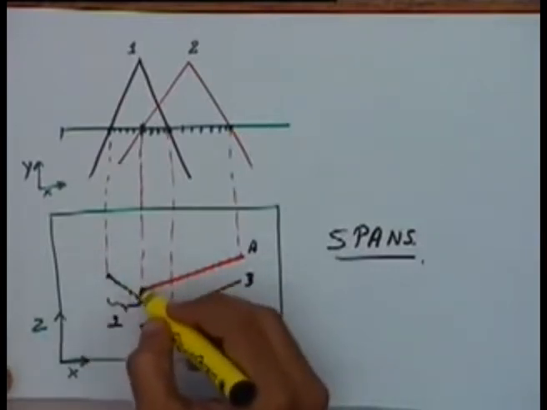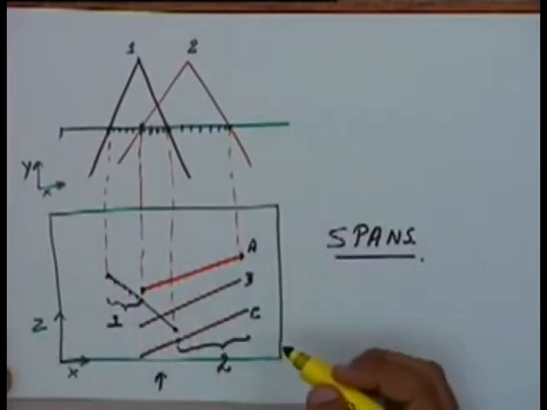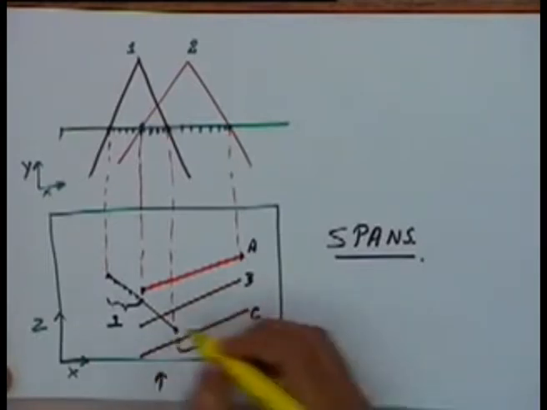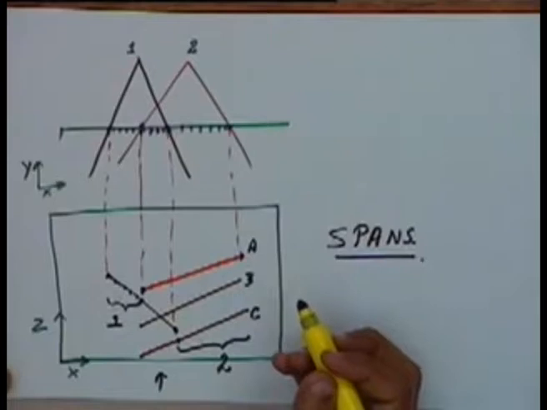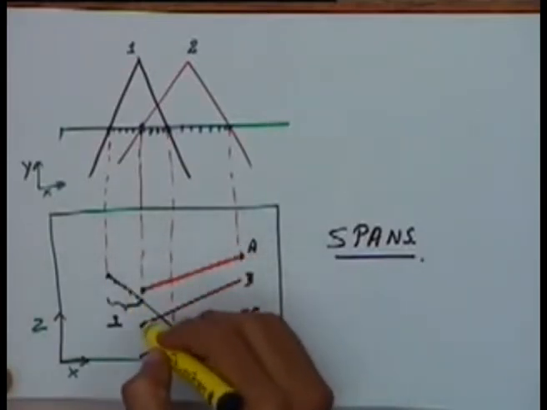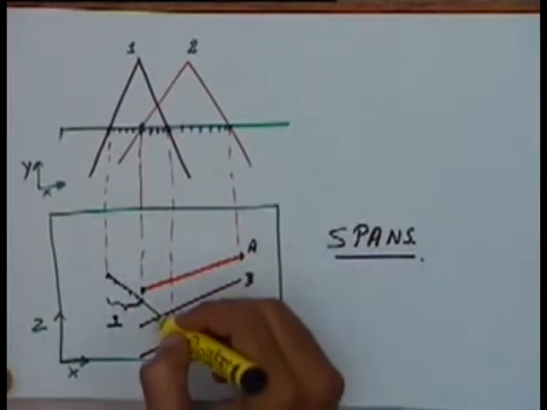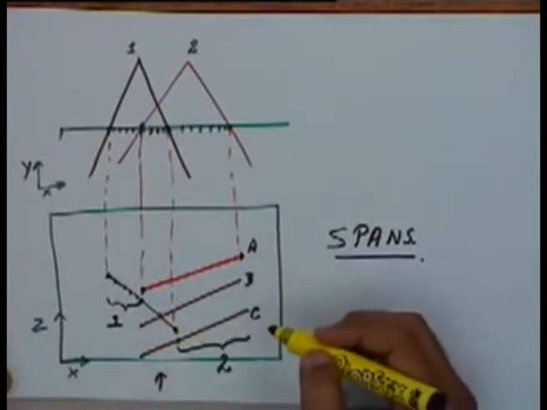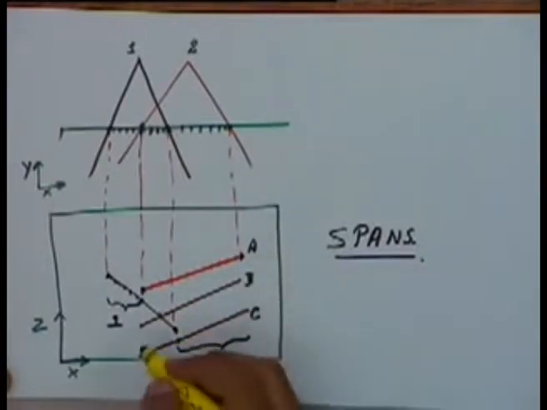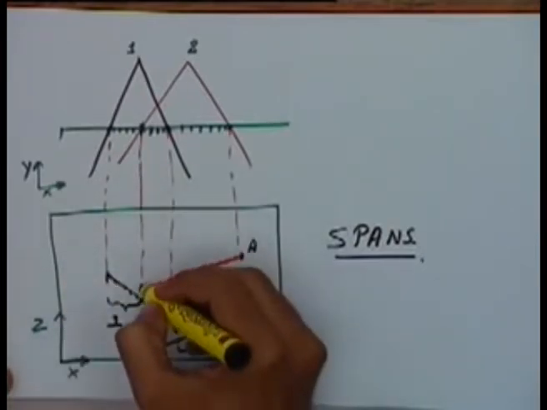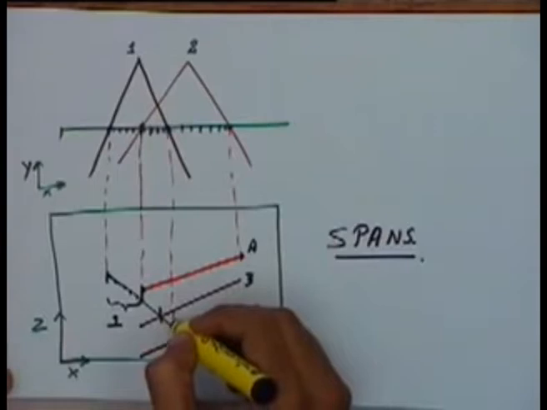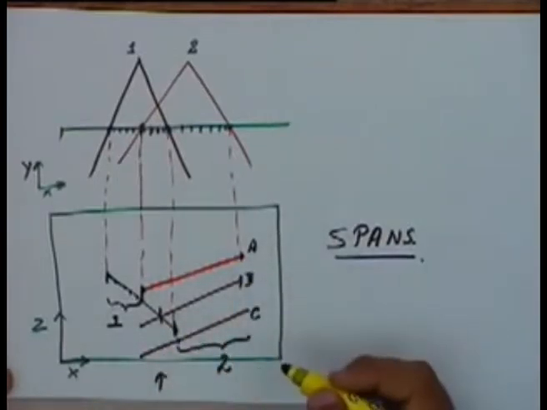I have an endpoint here, I have an endpoint here, and I have an endpoint here. I also have an endpoint here. Plus, wherever I have any two lines intersecting, I'll have another span ending over there. So in this case, we'll have a span ending here, we'll have a span ending here, we'll have a span ending here, here, and here.